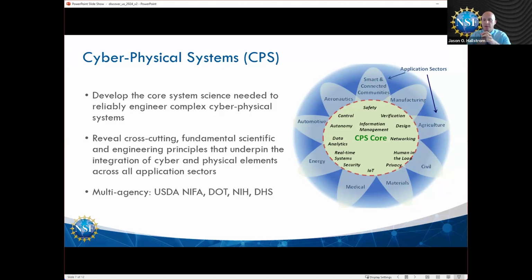And then those advancements are applied across application sectors: smart and connected communities, manufacturing, agriculture, civil, materials, medical, energy, automotive, and others that are not listed. This is a multi-agency program that involves support from USDA NIFA, from the Department of Transportation, National Institutes of Health, and the Department of Homeland Security.